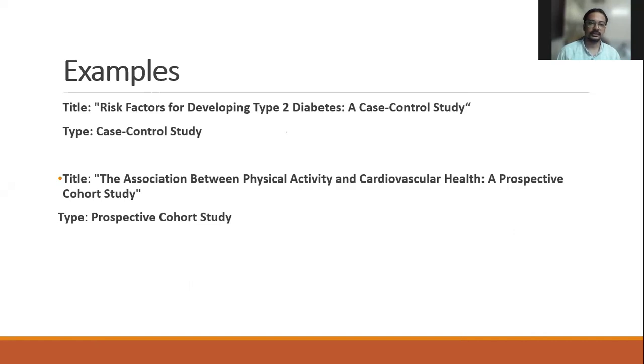An example of quantitative research: the title, Risk Factors for Developing Type 2 Diabetes, a Case Control Study. The type of study here is the case control study. Another example is the association between physical activity and cardiovascular health, a prospective cohort study. In this study, we are looking for the association. The word association shows that it is a quantitative research.